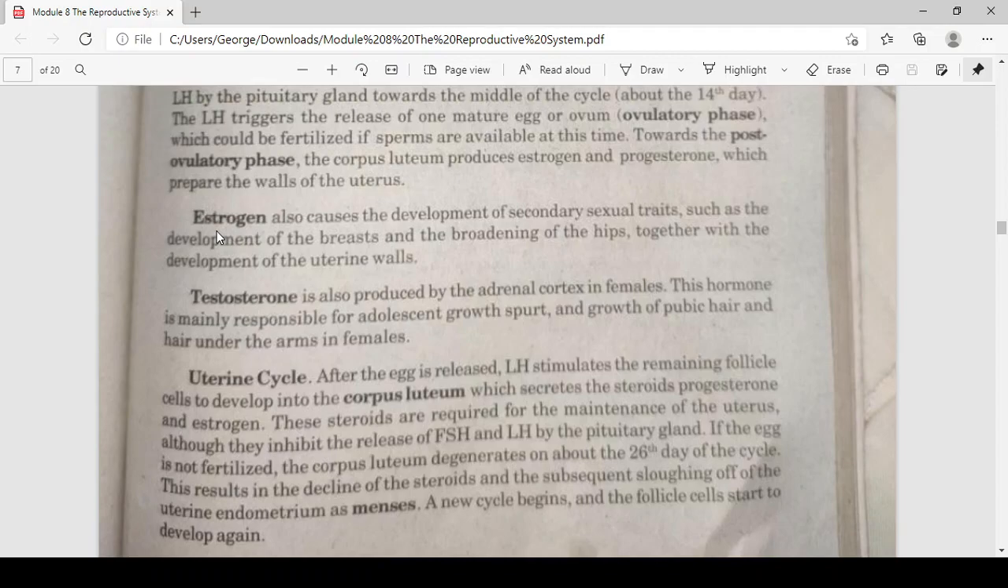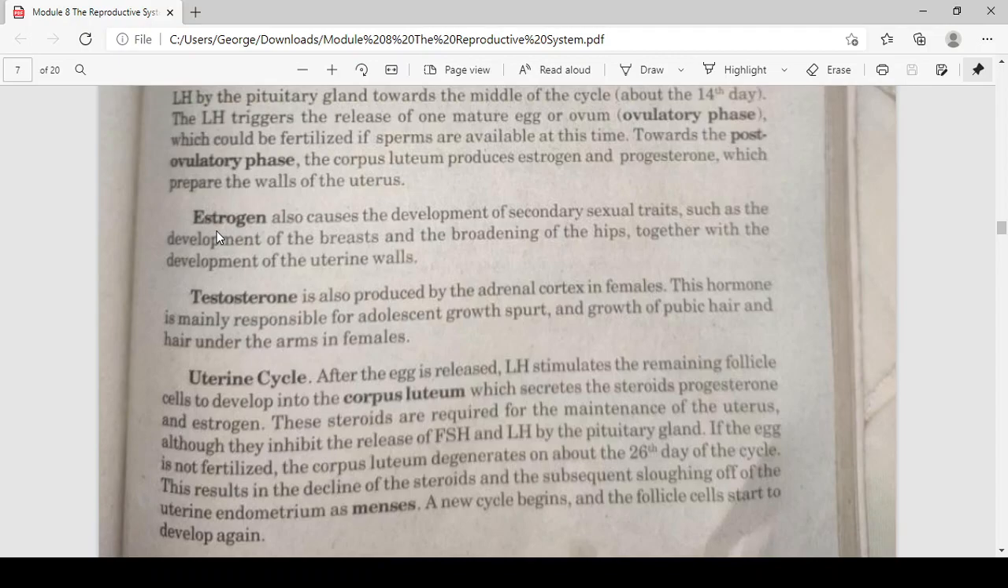Again, your estrogen and progesterone are required for the maintenance of your uterus, although they inhibit the release of your FSH and your LH by the pituitary gland. If the egg is not fertilized, the corpus luteum degenerates about the 26th day.